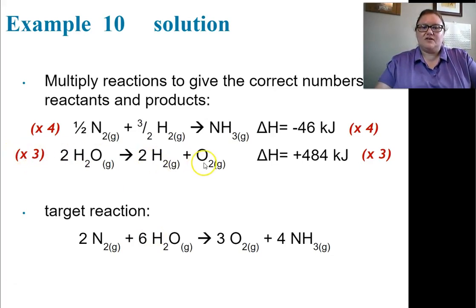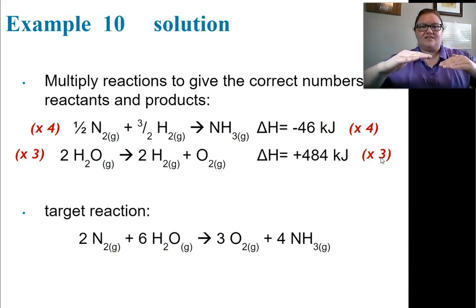3 times the 1 oxygen in our original equation. Check it out down here at the bottom for our target. There's a coefficient of 3 there. So that just carries down. And again, stressing again, the delta H needs to also be multiplied by 3.